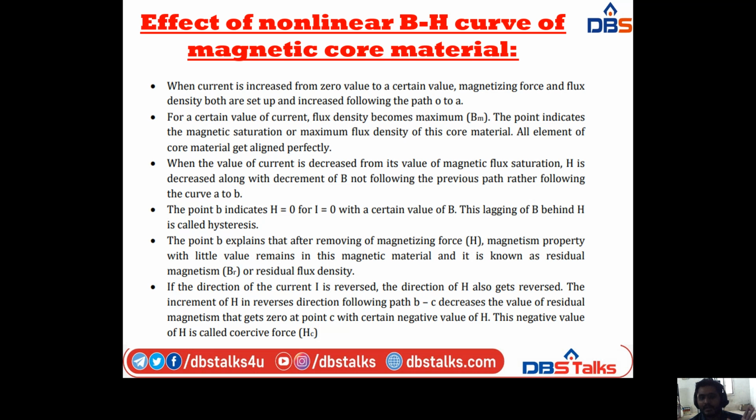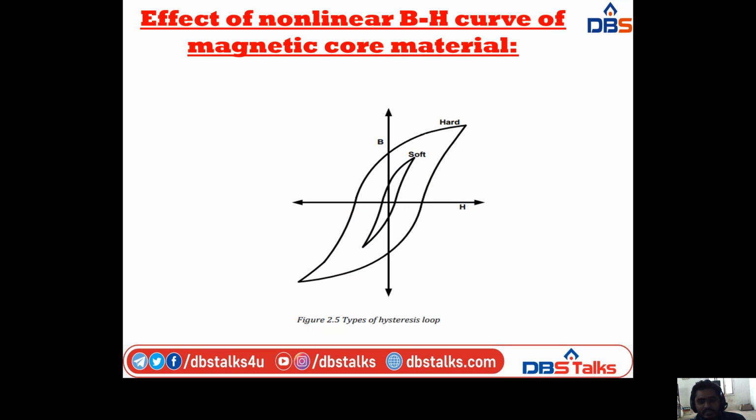Next, if the direction of current I is reversed, the direction of H also gets reversed. The increment of H in the reverse direction following path B to C decreases the residual magnetism, which gets 0 at point C with a certain negative value of H. This negative value of H is called coercive force, that is Hc. Like that we are taking the hysteresis loops. So this is the concept of the effect of the nonlinear BH curve on magnetic material.